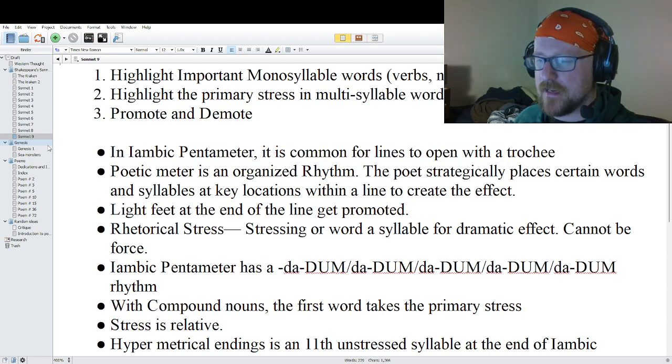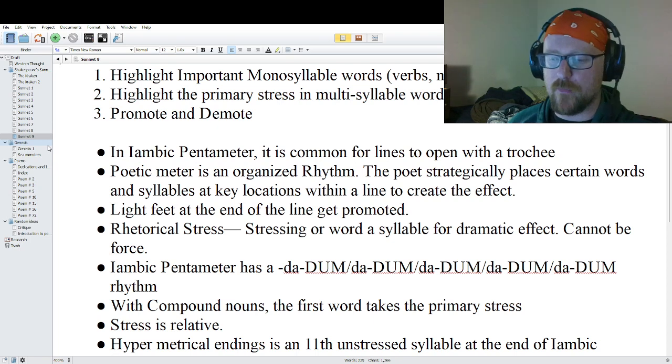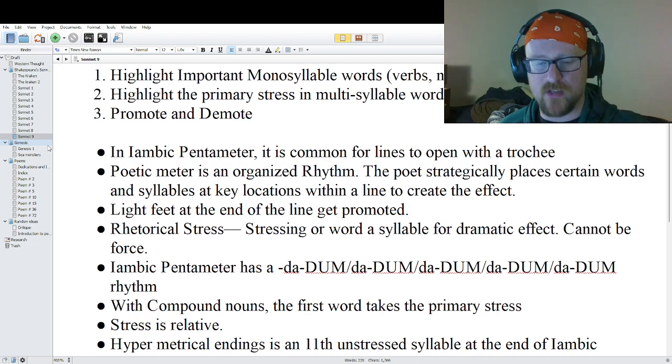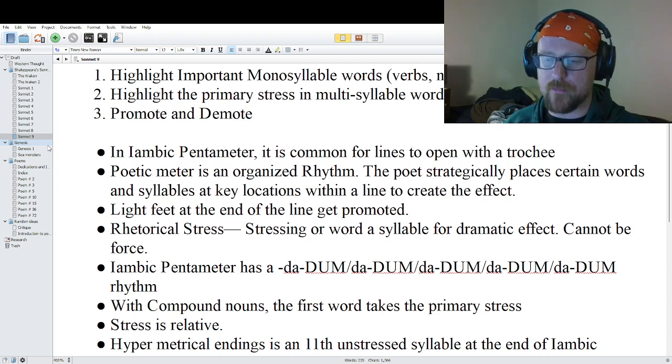Another thing that we've seen is that in compound nouns, the first word takes a primary stress. We've seen quite a few of those, and this has gotten some people confused, so keep that in mind.